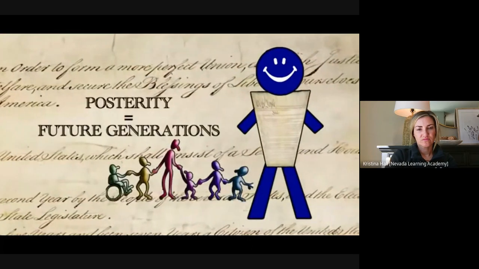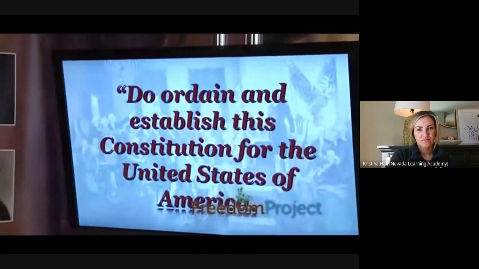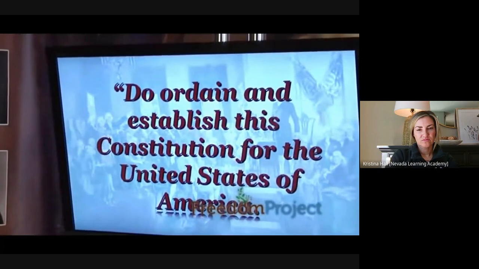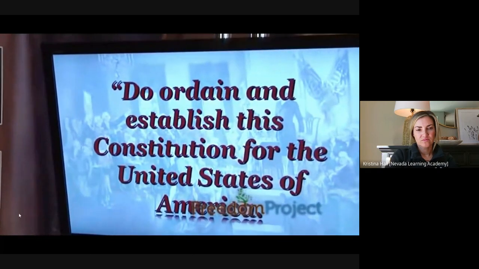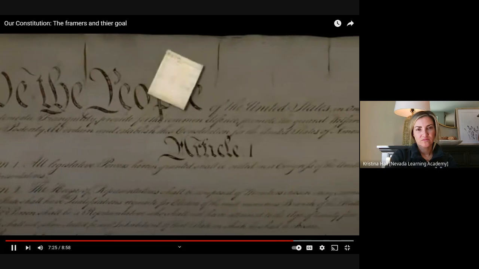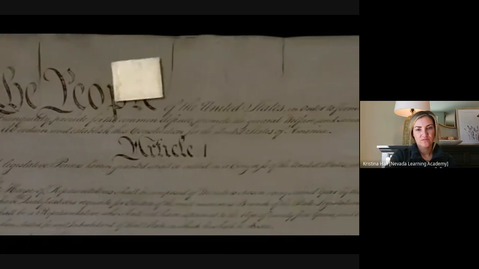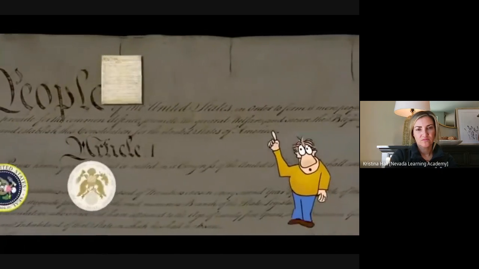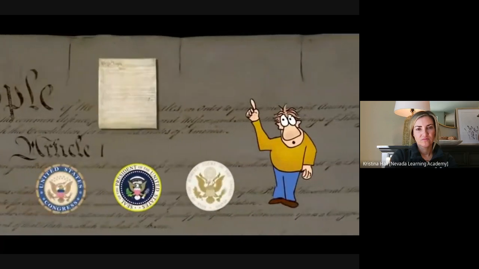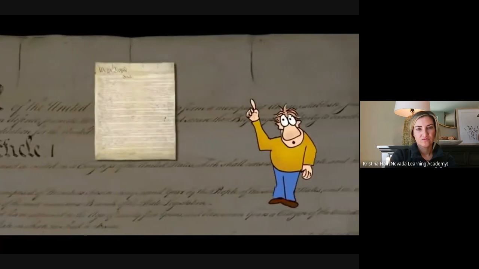Posterity simply means all future generations. And finally, the preamble states, "Do ordain and establish this Constitution for the United States of America." By this, they wanted all Americans to know and recognize the highest law in America is the Constitution, and no one has the right to violate it or any of its citizens.